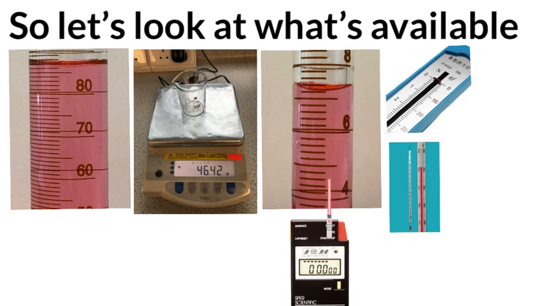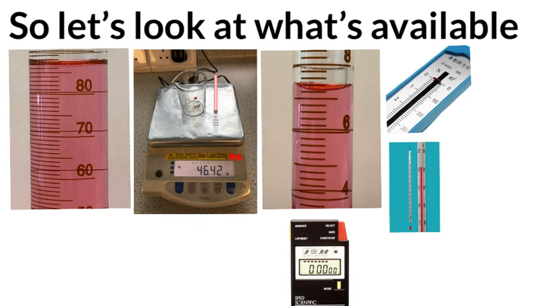So we are now recording to 1 decimal place here. Let's say if we look at this one, we've got 6, 0.2, 0.4, 0.6, 0.8, 7, 7.2, and the bottom of the meniscus is on 7.2. So I'd be recording that as 7.2, not 7, but 7.2. So if you're using this one, you would record to 1 decimal place.